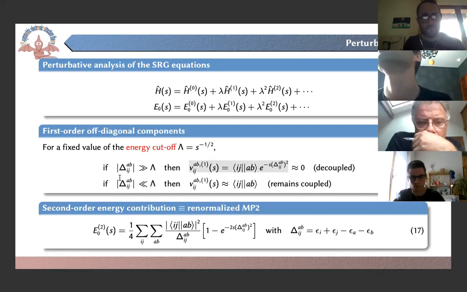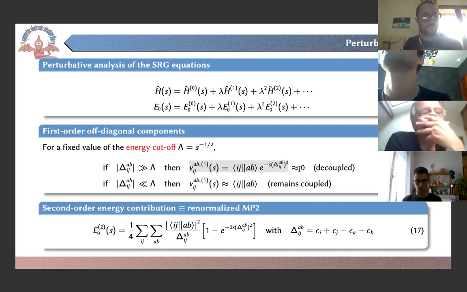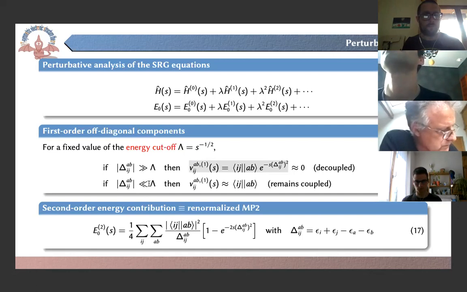And so if you have denominators that are very large with respect to S, you can see that those amplitudes, those first order off-diagonal components of the Hamiltonian, are roughly equal to 0. So that's what I told you before: if you have a large denominator between two determinants, you are safe and you can decouple them. That's exactly what you want. But if the denominator is smaller in comparison to that energy cutoff, it's going to say no, I don't decouple them and I leave them like they are, just like double bar integrals in MP2, basically.